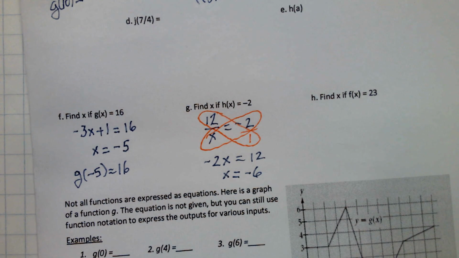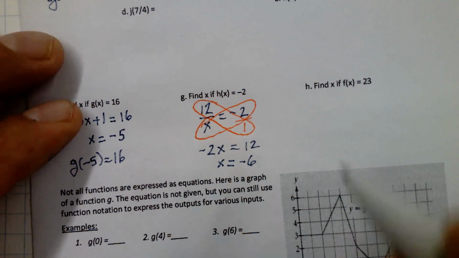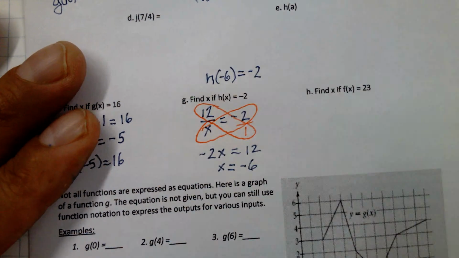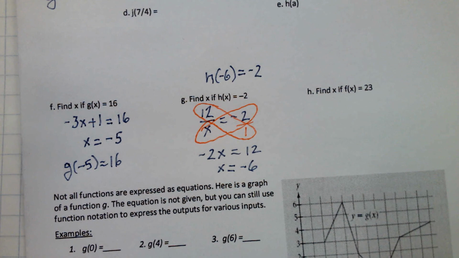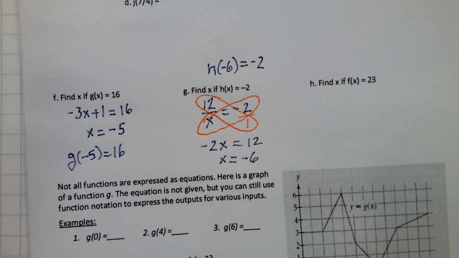So h of negative 6 is equal to negative 2. So, yeah, let's write that down. I'm going to write it above. h of negative 6 equals negative 2. Yeah, mental math would have worked too. We would have gotten it that way. You could think it through. Okay, that's enough. Let's move on to the last part.